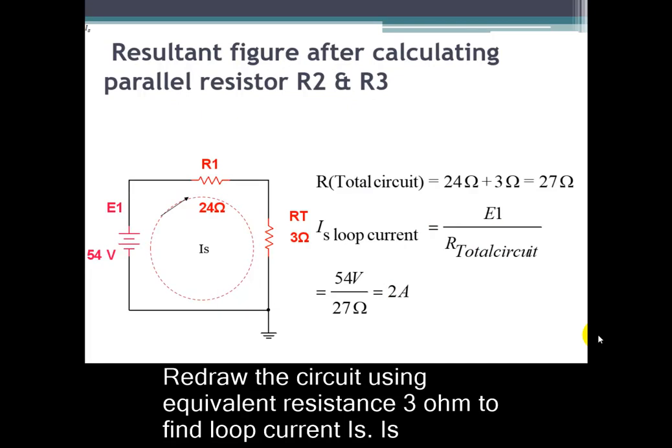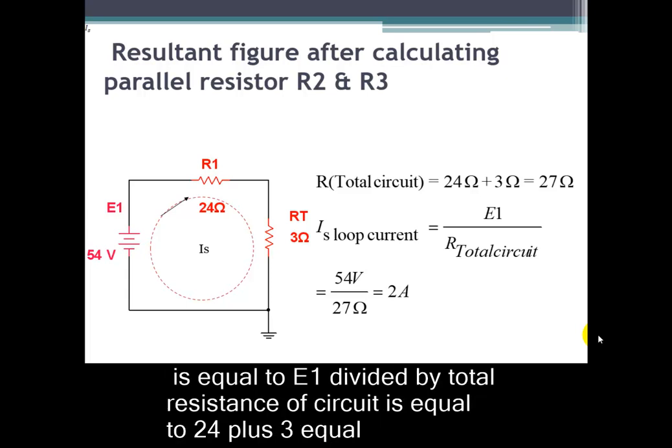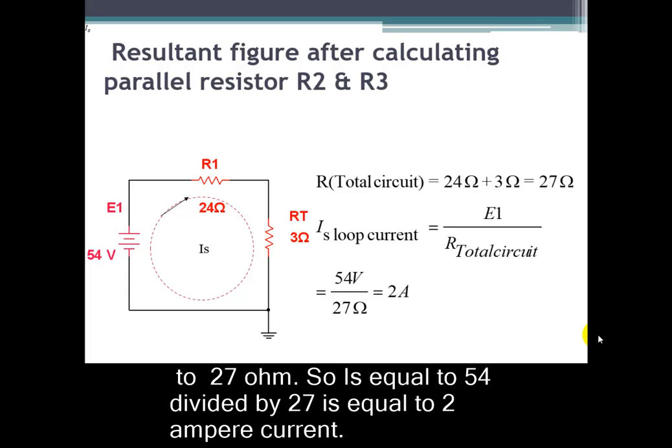Redraw the circuit using the equivalent resistance of 3 ohm to find the loop current Is. Is is equal to E1 divided by the total resistance of the circuit, which is 24 plus 3 equal to 27 ohm. So Is equals 54 divided by 27, that is equal to 2 ampere.